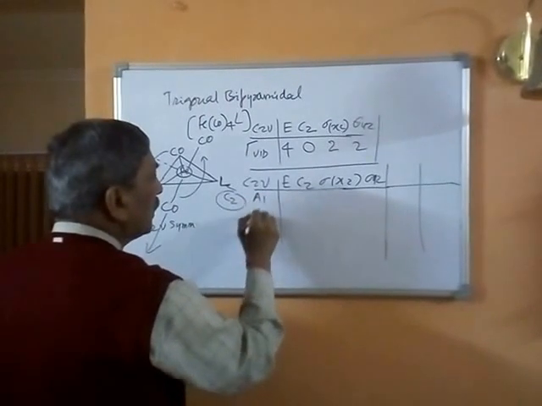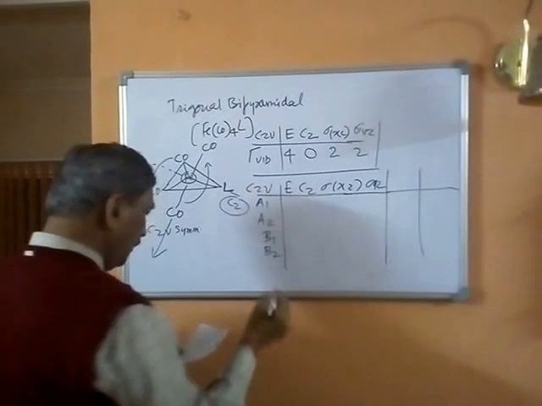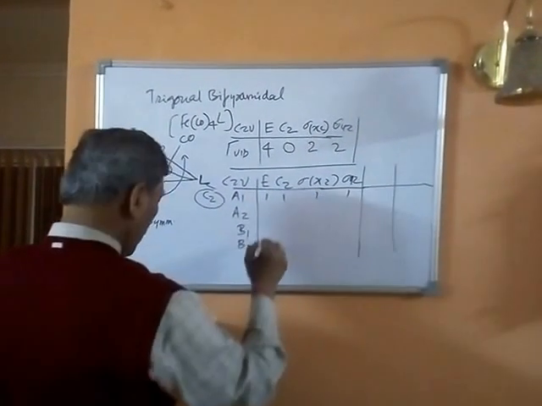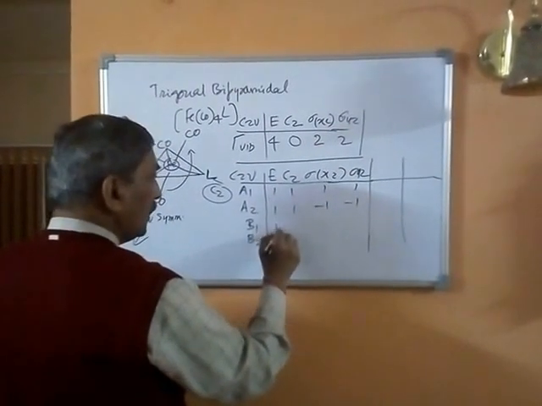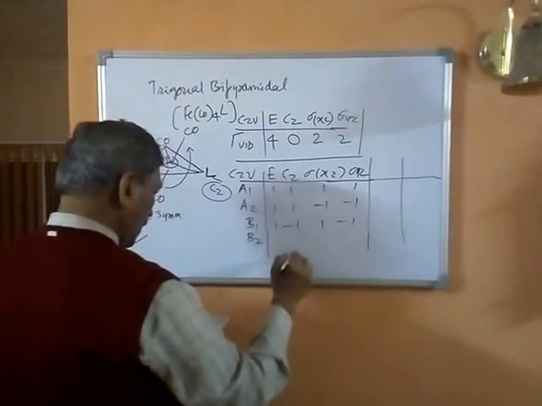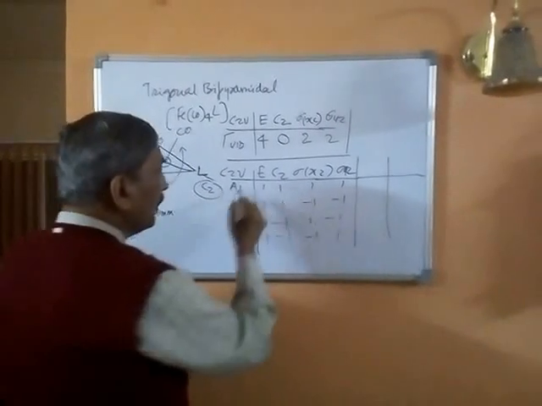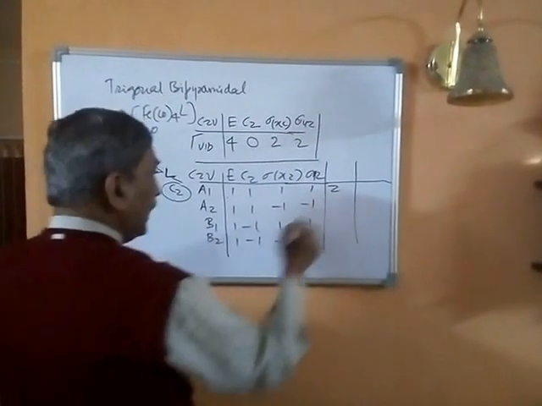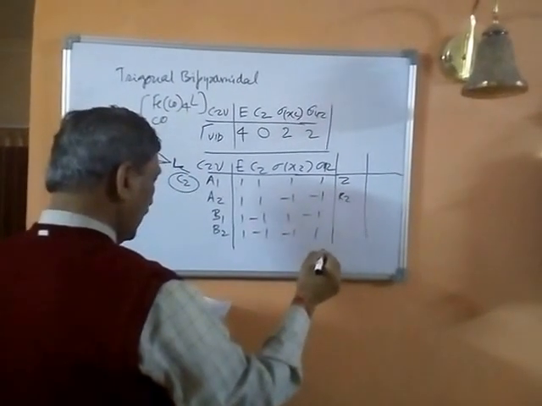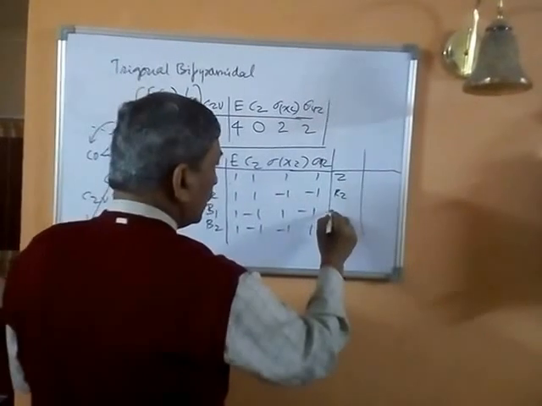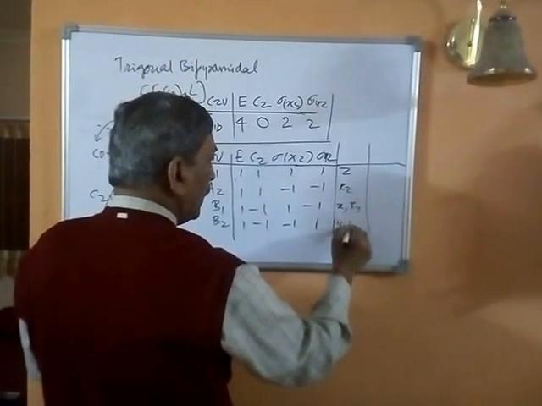The representations are A1, A2, B1 and B2, and the characters for A1 are 1, 1, 1 and 1. For A2 they are 1, 1, minus 1, minus 1. For B1 it is 1, minus 1, 1, minus 1, and for B2 1, minus 1, minus 1 and 1. And you can see that A1 transforms as Z, while A2 transforms as Rz, while B1 transforms as X and Ry, and B2 transforms as Y and Rx.